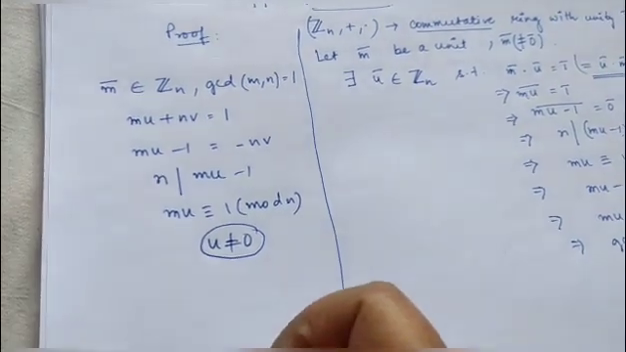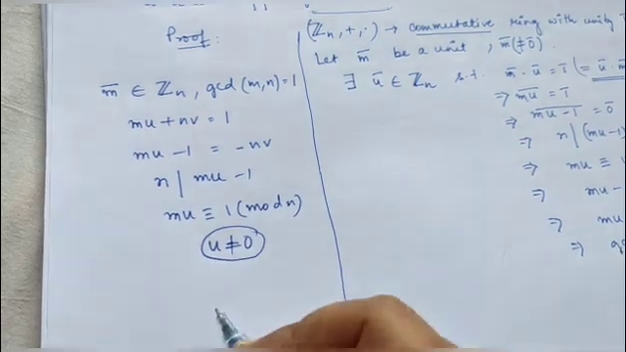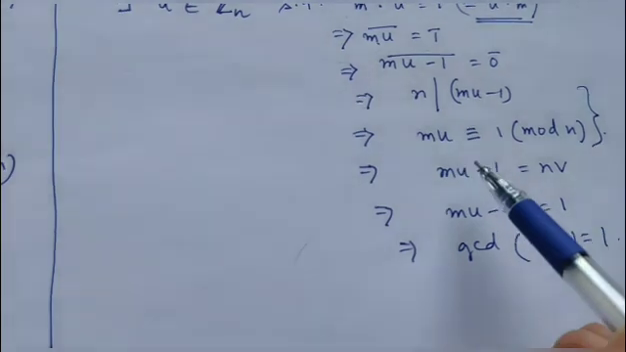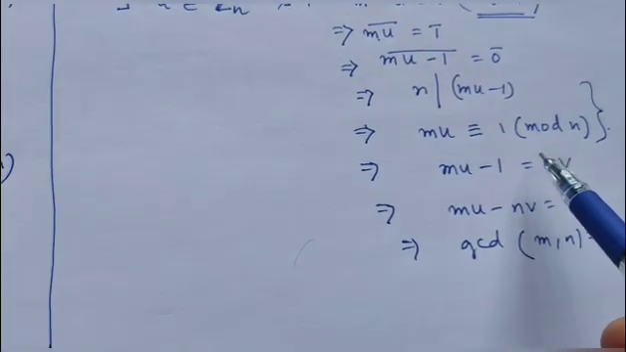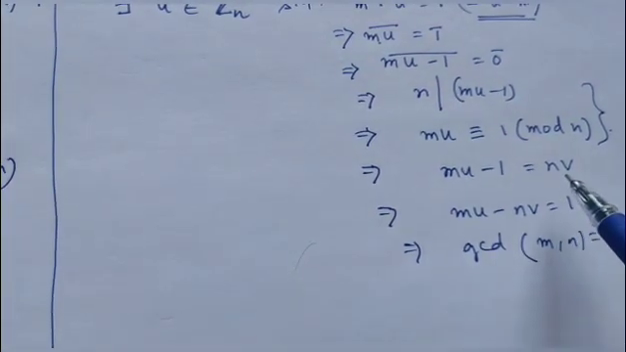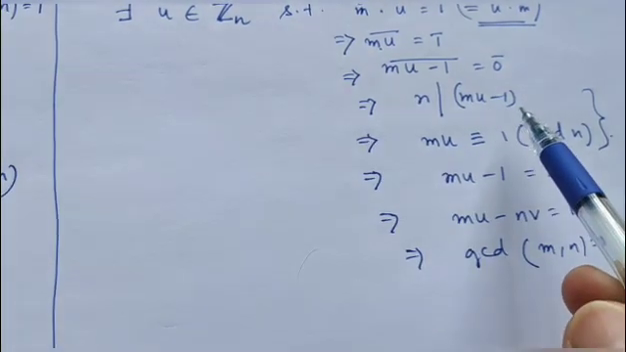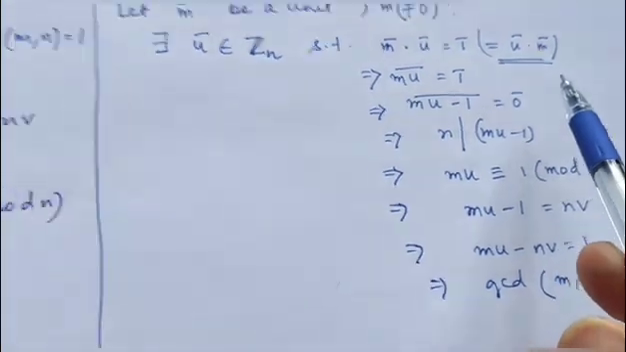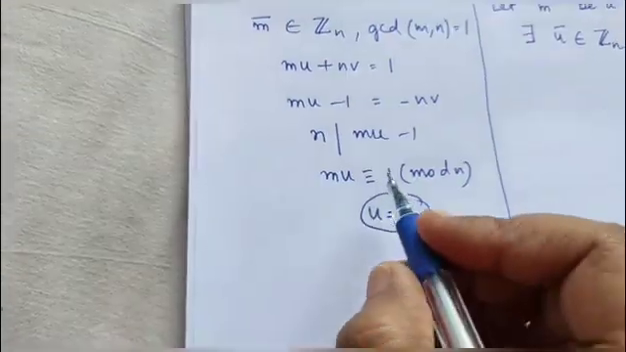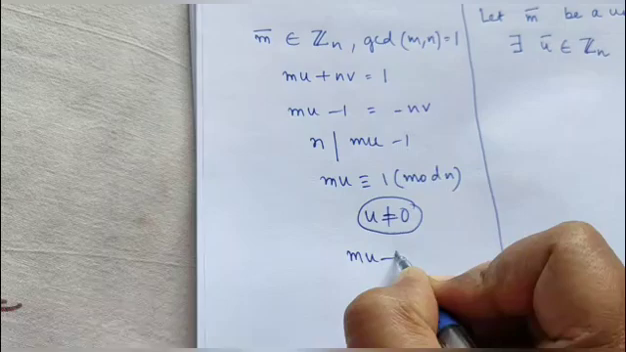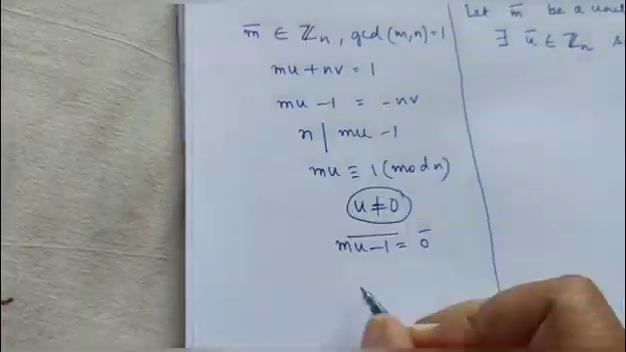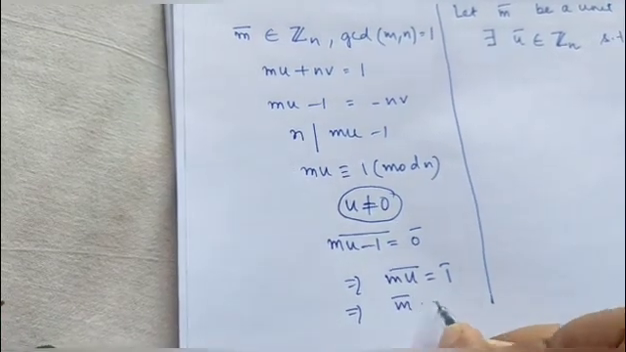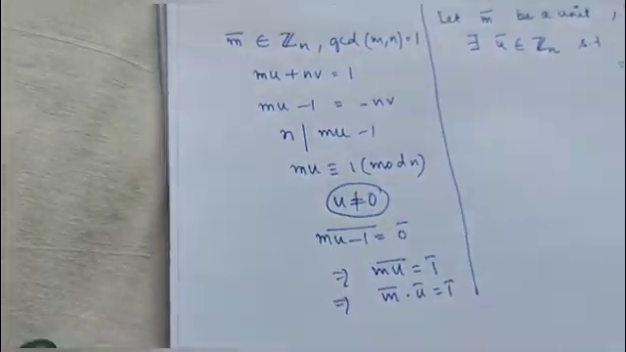In class also I had defined this, that if this is congruent to 1 modulo n, what does this imply? Like previous, here also mu was congruent to 1 modulo n. What does that imply? Mu minus 1 equals nv, or n divides mu minus 1. That means this class is equal to 0 class because it is a member of Zn. So here also it will imply that mu minus 1 class equals 0 class. So from there we can straight away get mu class equals 1 class, and m class u class equals class 1.